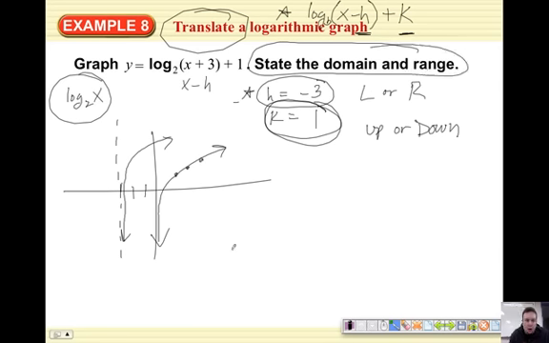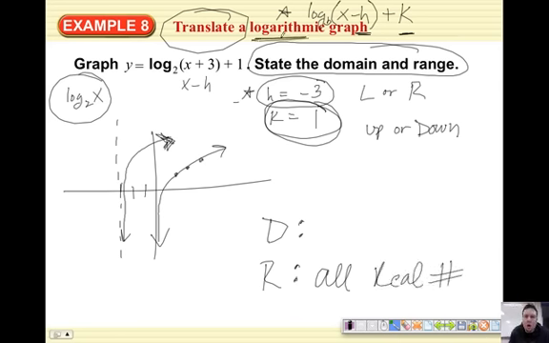Domain or range. What's the domain? What's easier? Range is easier in this case. Range, it goes up and it goes down. The range is all real. And I'll just tell you that happens for every log graph. The range is all real. Every exponential graph, the domain is all real. That's what you learned last time. What's your domain in this case?